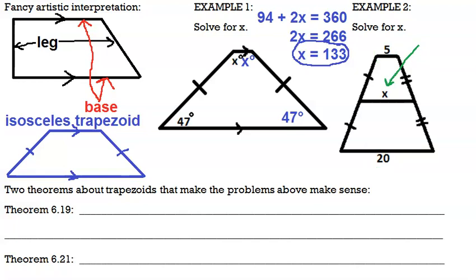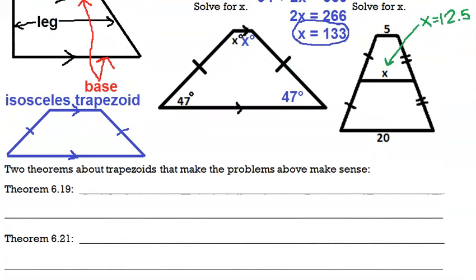It's halfway in between the 5 and the 20, so it makes sense that the distance would be halfway in between 5 and 20. Now, when you do an average, all you have to do is add and divide by 2. 5 plus 20 is 25, and half of 25 is 12.5. So the length of that segment is 12.5.